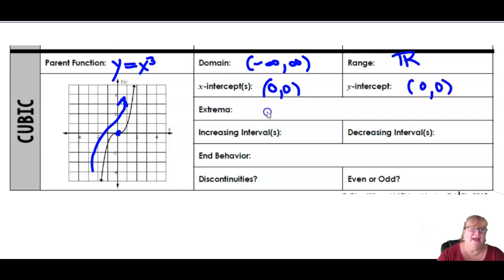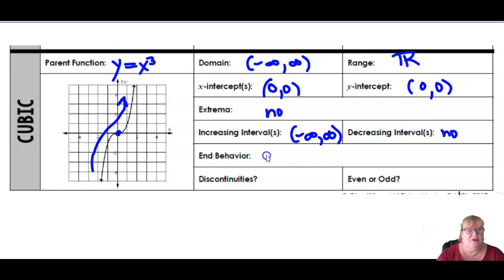The extrema, it has none, okay? It has no maxes or mins. It has an inflection point, but that's it. When we transform it, we can talk about extrema, but this one does not. It is entirely increasing, so from negative infinity to infinity, and it's never decreasing the way it's drawn.